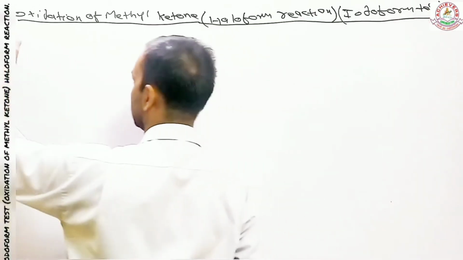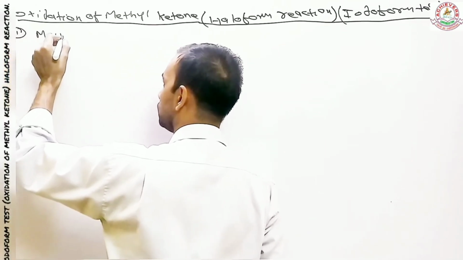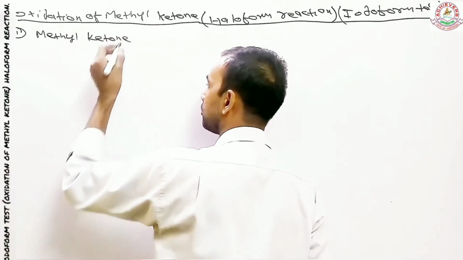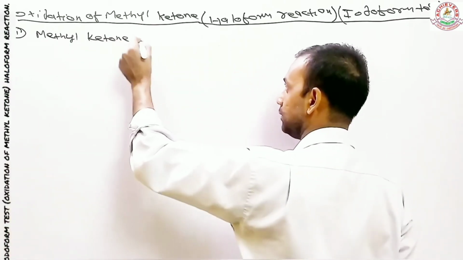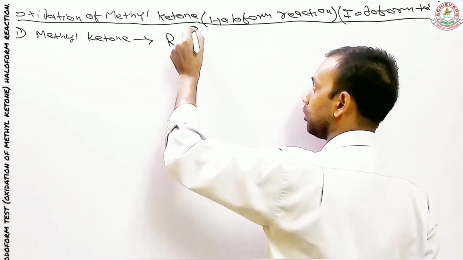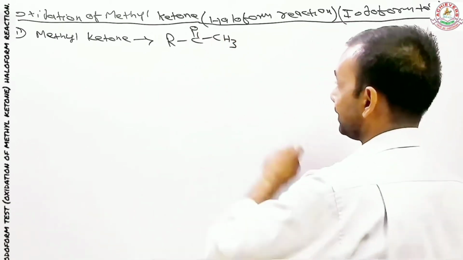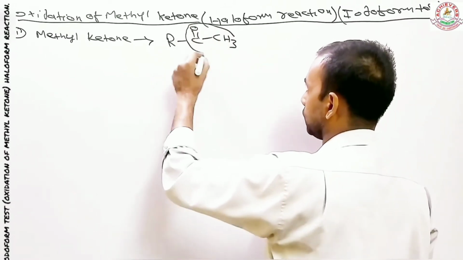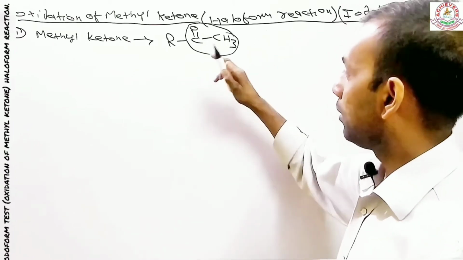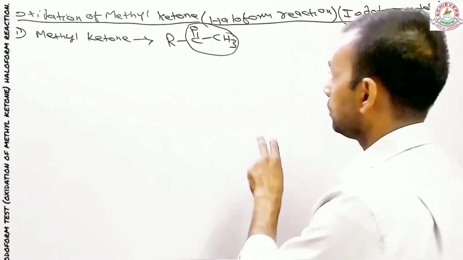What I have in my mind is to make you understand what this methyl ketone is. A methyl ketone is something like R, C double bond O, and a CH3. You need to remember that this part is called methyl ketone. So what happens in the reaction is that this methyl ketone is detected, right? So this is your methyl ketone.